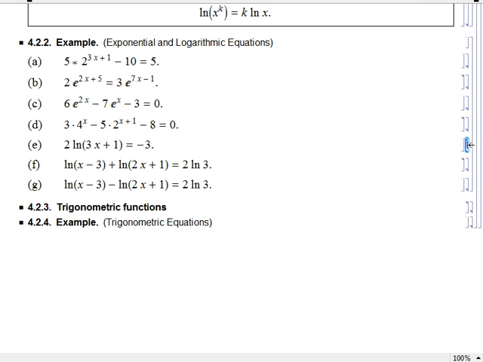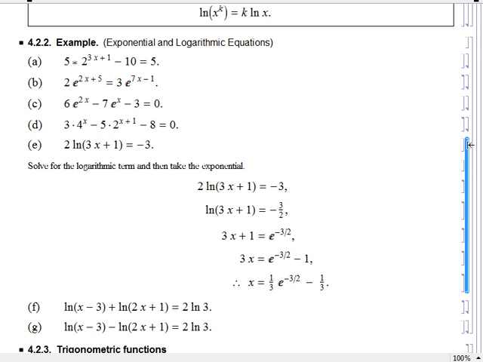Alright, let's move on to logarithmic equations. If you have a single log, that's pretty simple. All you have to do is solve for the logarithm and then take the exponential. Here we go. Solve for log and take the exponential. All I have to do now is solve for x. That was easy.